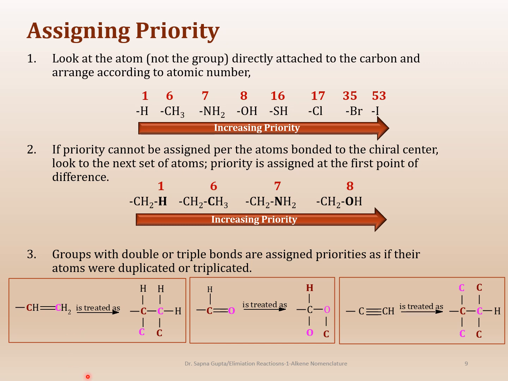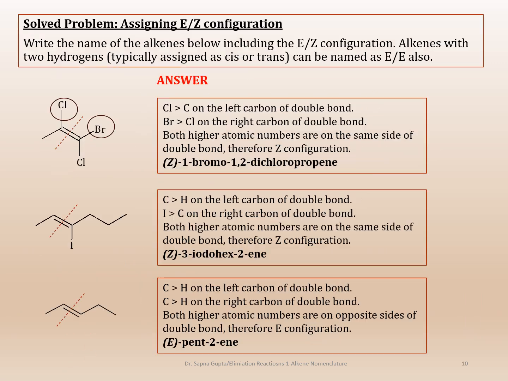I don't want to go over this again because we've done it. So here is a solved example for this, and I don't know again how much to go over this, except that again, just make sure that you slice the double bond into two, and then look at each atom. Then see which one is heavier.